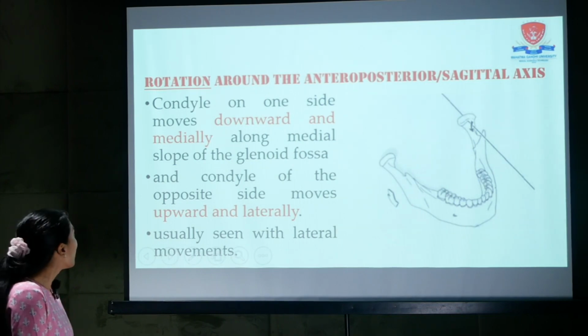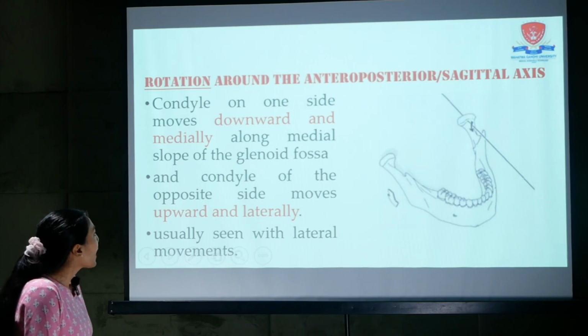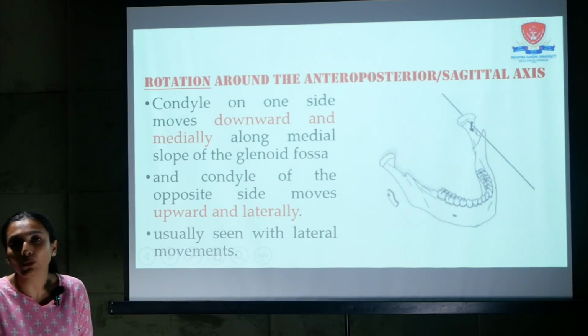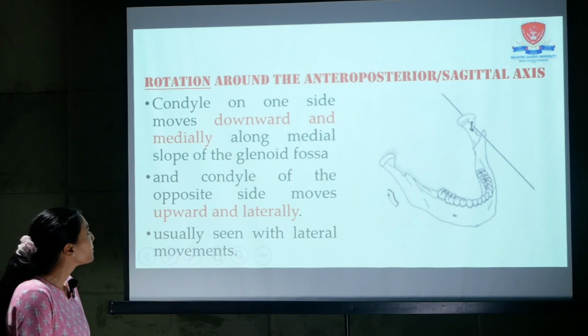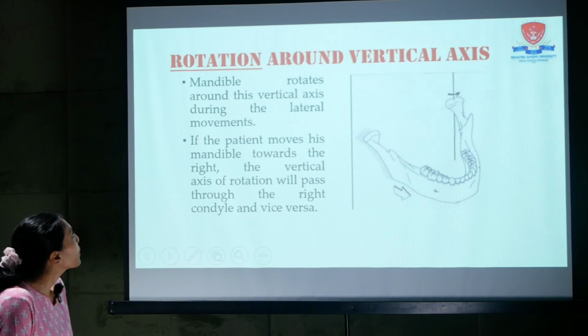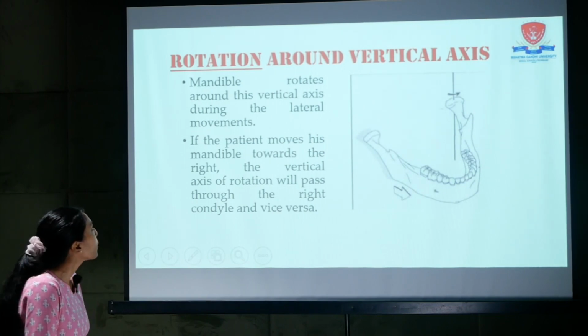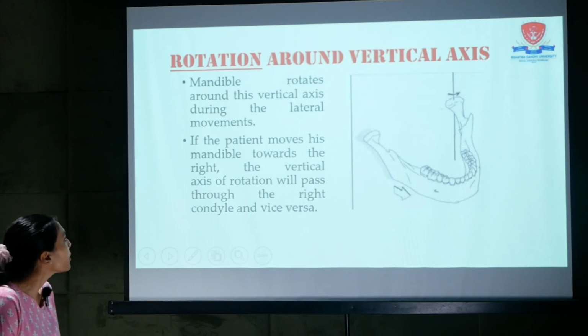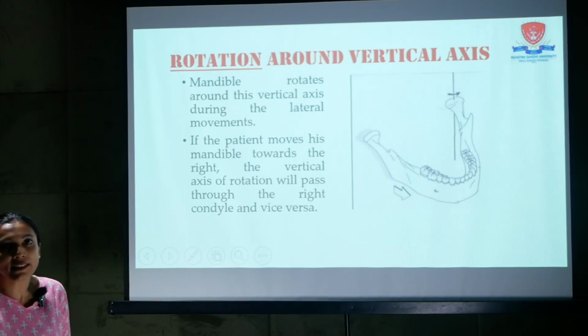fossa, and the condyle of the opposite side moves upward and laterally. It is usually seen with lateral movements. Rotation around the vertical axis: the mandible rotates around the vertical axis during lateral movements. If the patient moves the mandible towards the right, the vertical axis of rotation will pass through the right condyle and vice versa.